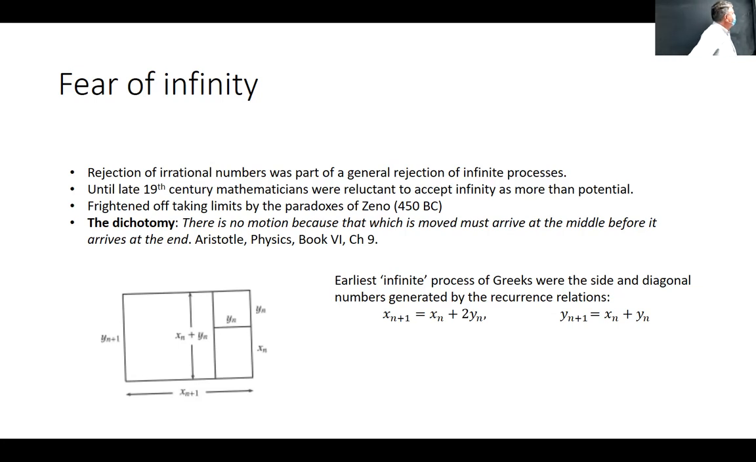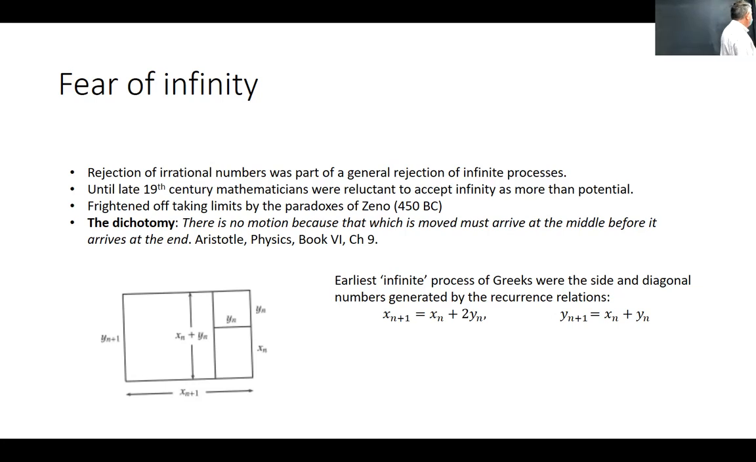So I've got up here the dichotomy. This is the first of his paradoxes. The dichotomy says there is no motion because that which is moving must arrive at the middle before it arrives at the end, which I think is what you were talking about there. All that's really saying is that an interval consists of an infinite number of points, and we don't find that paradoxical at all.